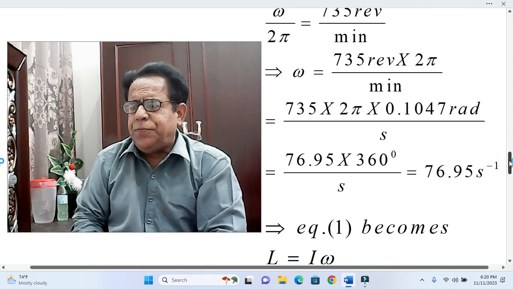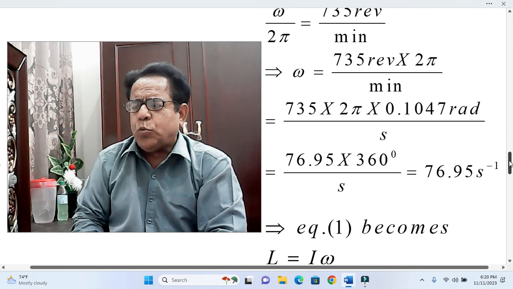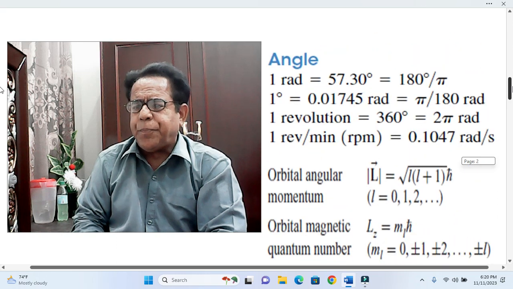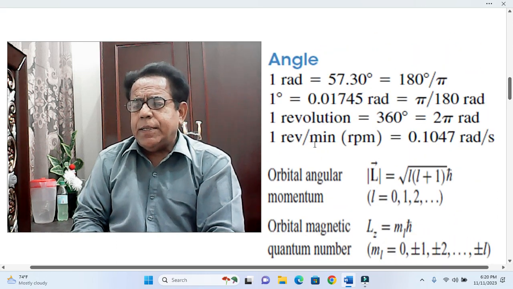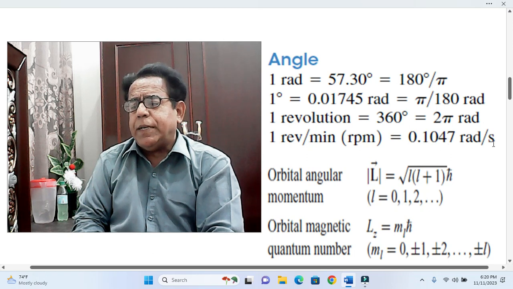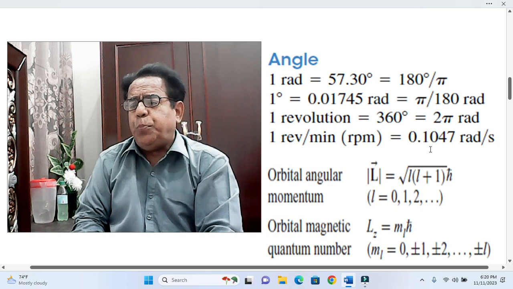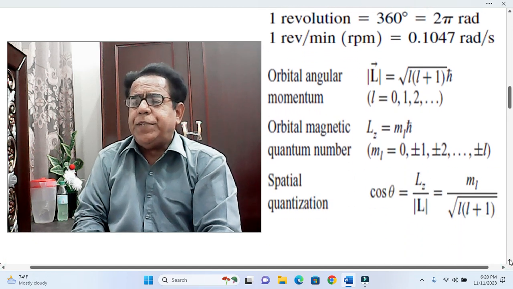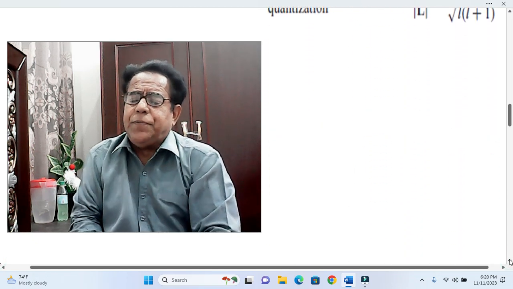If any confusion, we can go back to that snapshot. That's this. One revolution per minute is equal to 0.1047 radian per second. One rpm is equal to 0.1047 radian per second. So we have used this conversion factor.